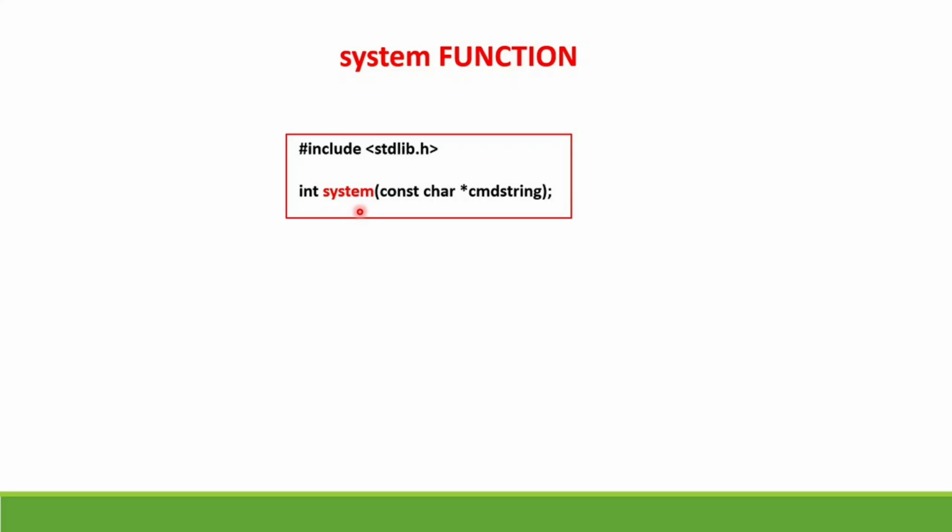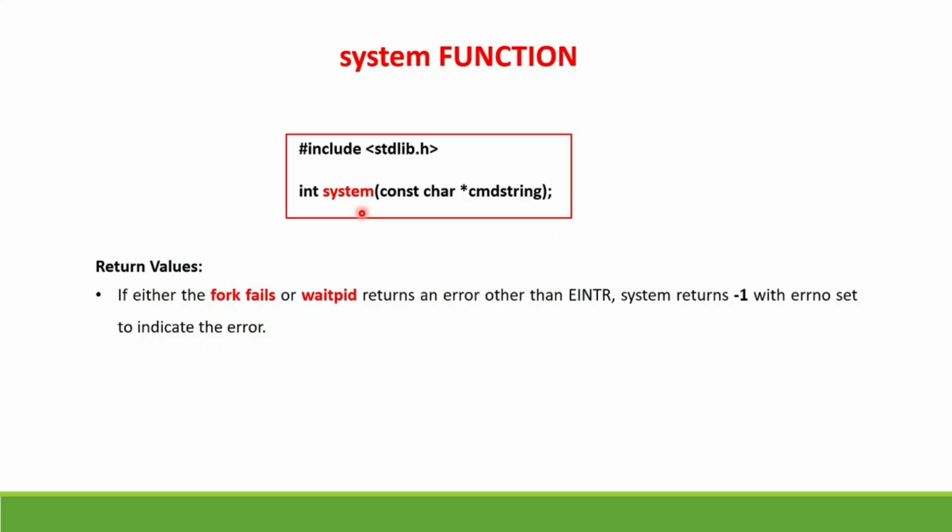Now, because system is implemented by calling the fork, exec and waitpid functions, there are three types of possible return values. So let us see each one of these. First one: if the fork fails or the waitpid returns an error other than an interrupt error, the system will return -1 with errno set to indicate the error. So this is the case when fork itself fails or waitpid returns an error other than an interrupt error.